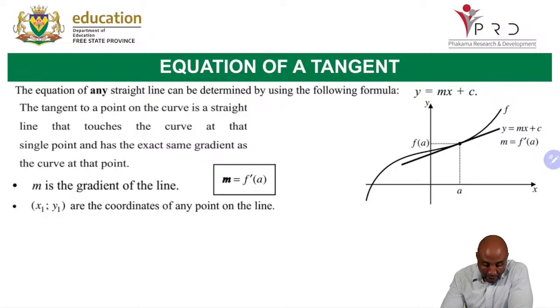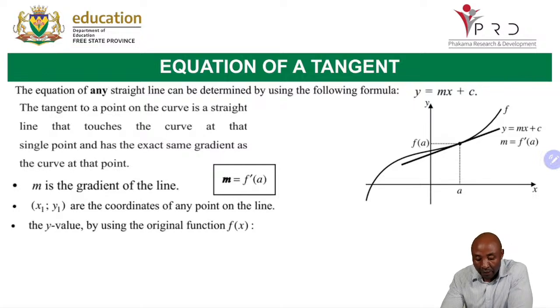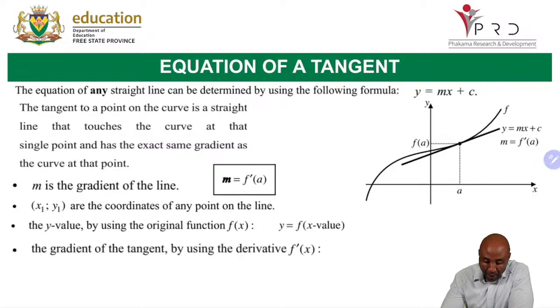And x1 and y1, these are the coordinates of the point on the line. And then we use the equation of a straight line. So to find the y value, whatever we get as our x value, we substitute it back into the original function to get the corresponding y value at that point. And then we use the equation of a straight line to get the equation of the tangent.